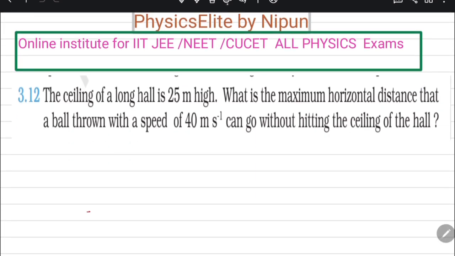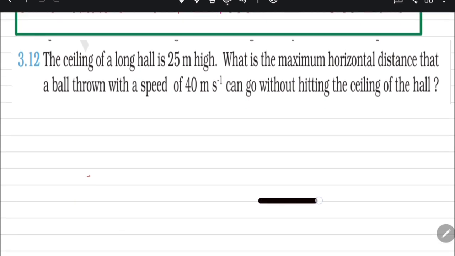This is also a very good question. The ceiling of a long hall is 25 meter high. What is the maximum horizontal distance that a ball thrown with a speed of 40 meter per second can go without hitting the ceiling of the hall? Means it is like this situation. I make the diagram.